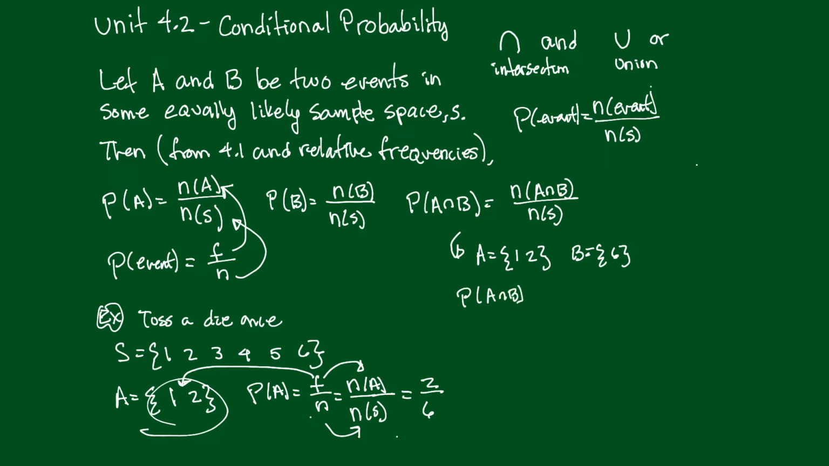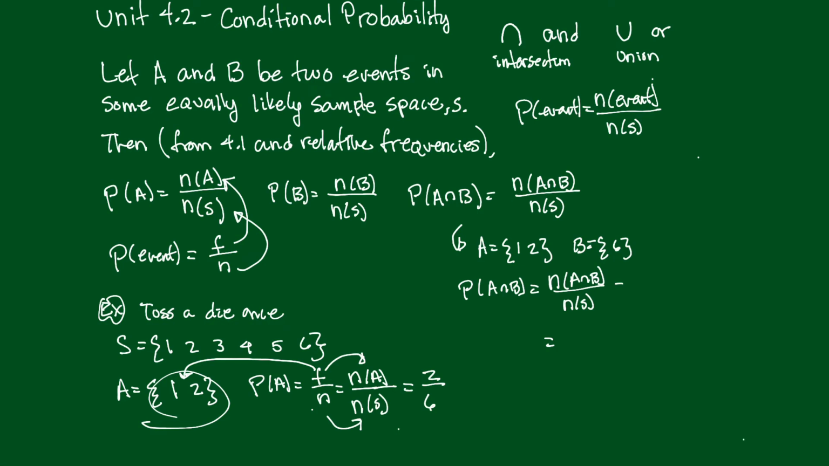You toss a die once. What's the probability that both A and B occur? Well, according to our notation, it's going to be the number of elements in A intersect B, A and B, divided by the number of elements in S. So how many elements do we have in A and B?